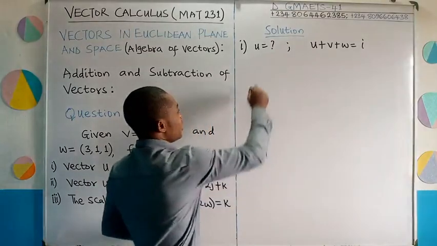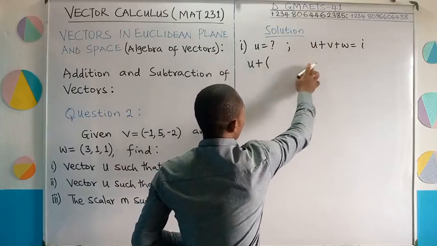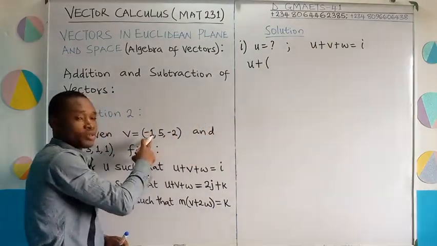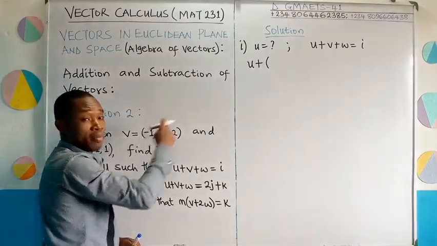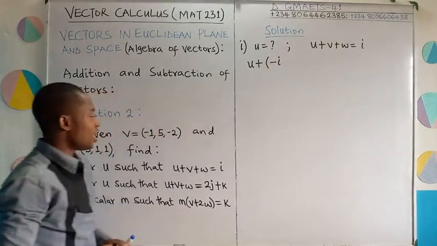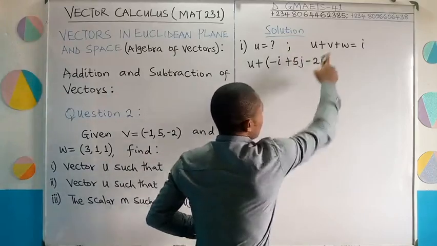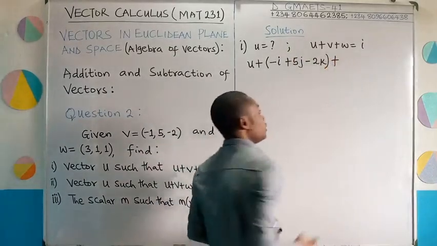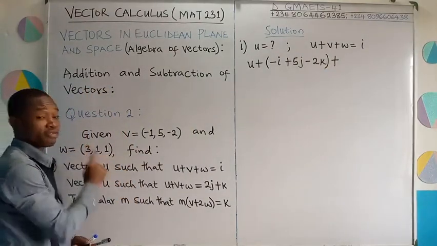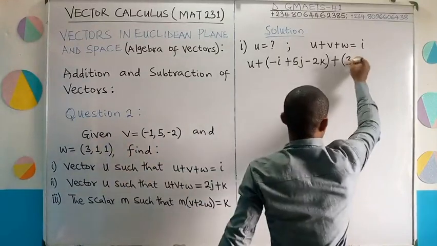So let us do that and see. This is going to give us u, we don't know, that's what we're looking for. Then plus the value of v, which was given to us in the question. This is minus 1, and that minus 1 is simply minus i. So I'm going to write for v: minus i, plus 5j, and then minus 2k. I'm going to add it to the value of w, written to include a specific unit vector. So we've got 3i plus j plus k.